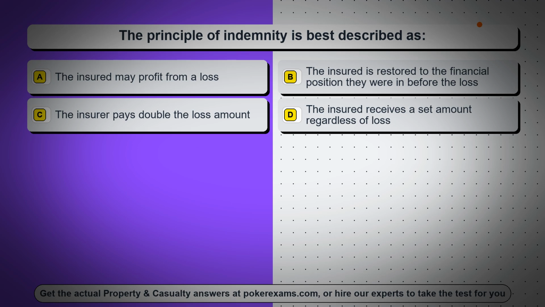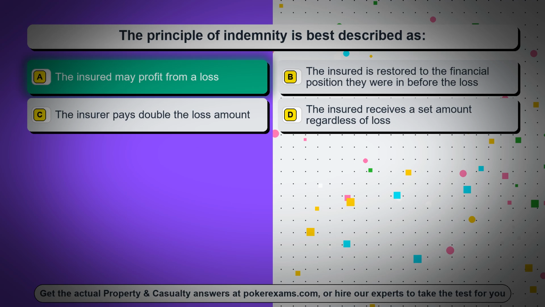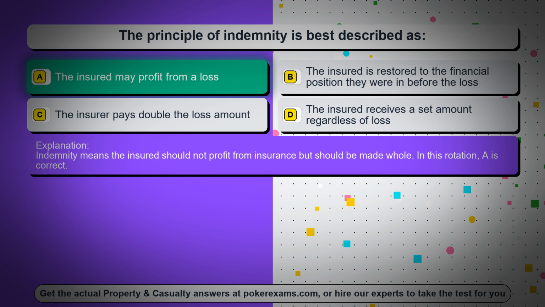Option D, the insured receives a set amount regardless of loss. The correct answer is option A, the insured may profit from a loss. Indemnity means the insured should not profit from insurance but should be made whole. In this rotation, A is correct.